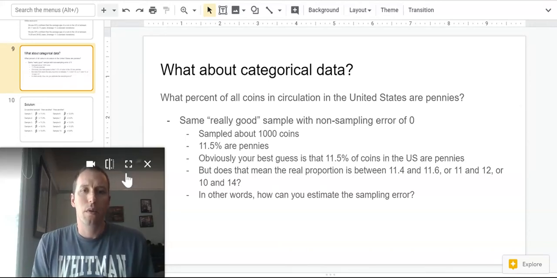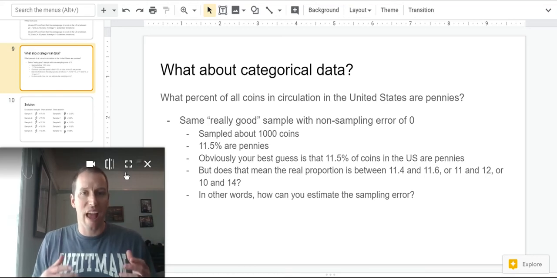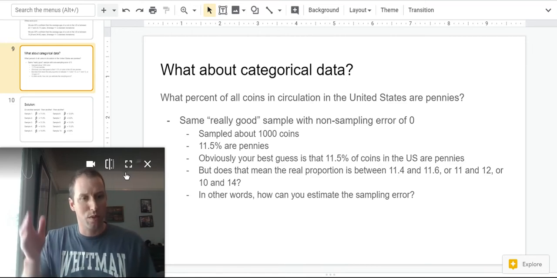So everything we did in the previous video applied to numerical data. We started with a single sample of coins with an average age, and we were able to get all the way to an estimate about what we thought the average age of a coin anywhere in the country would be, the average age of all the coins in circulation in the United States, and we were able to give what's called a confidence interval.